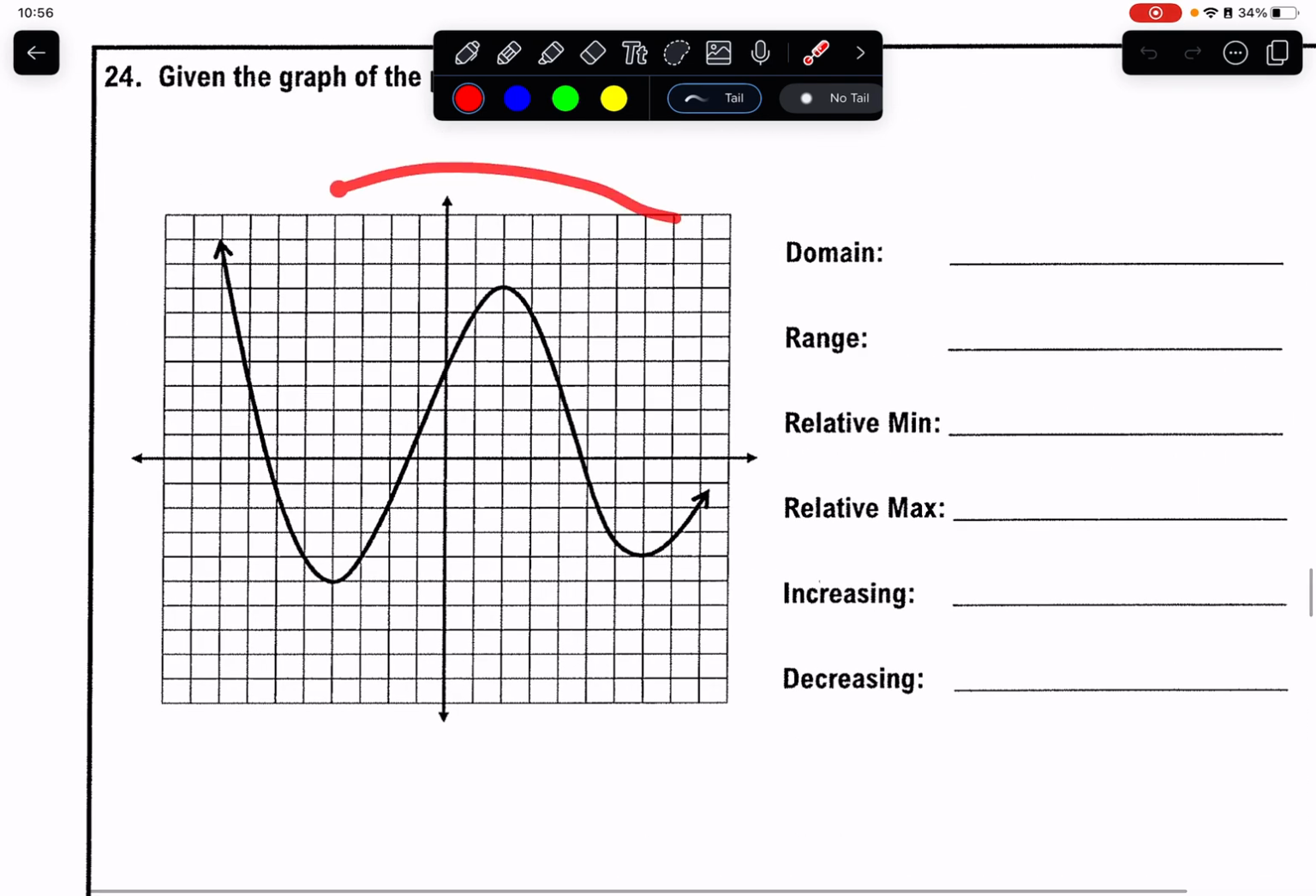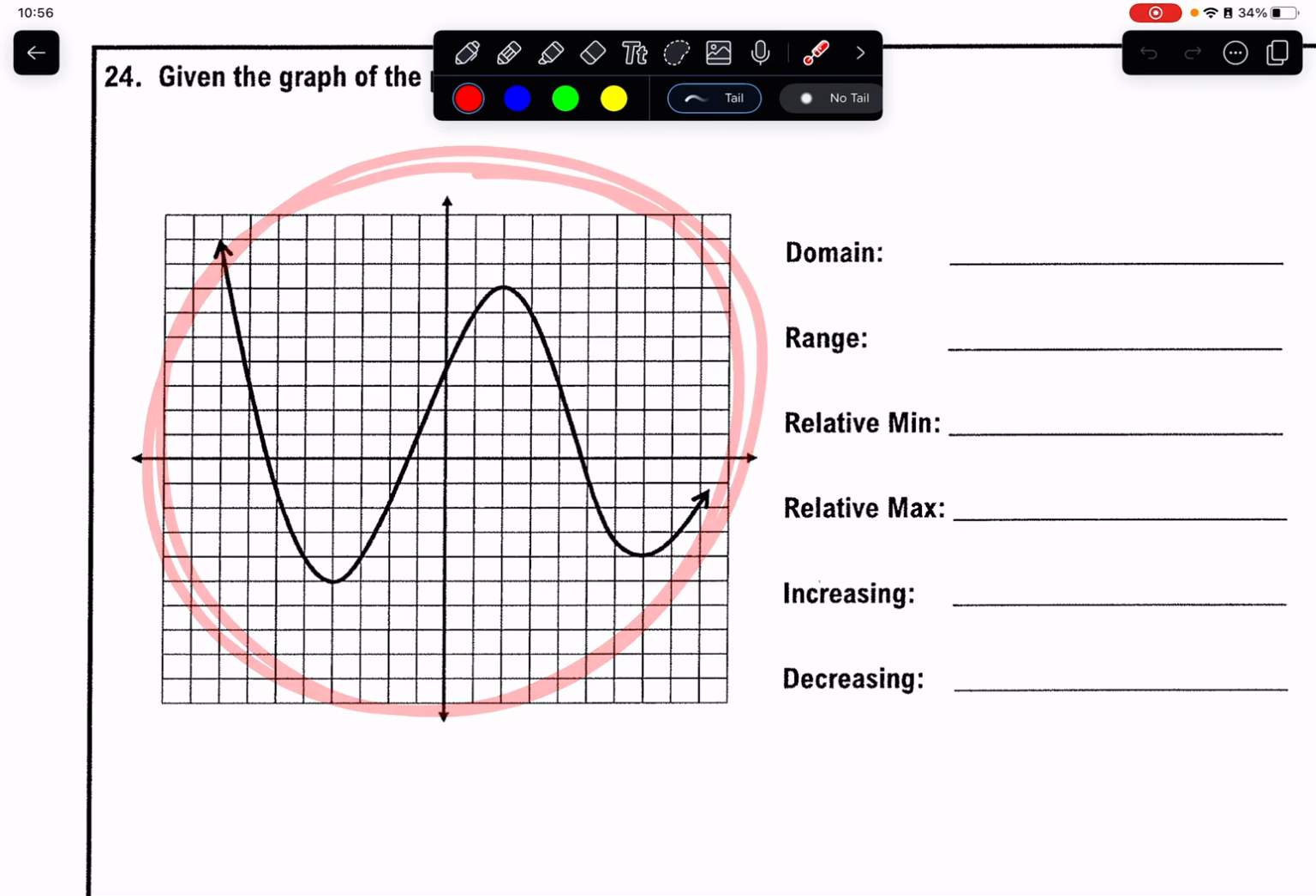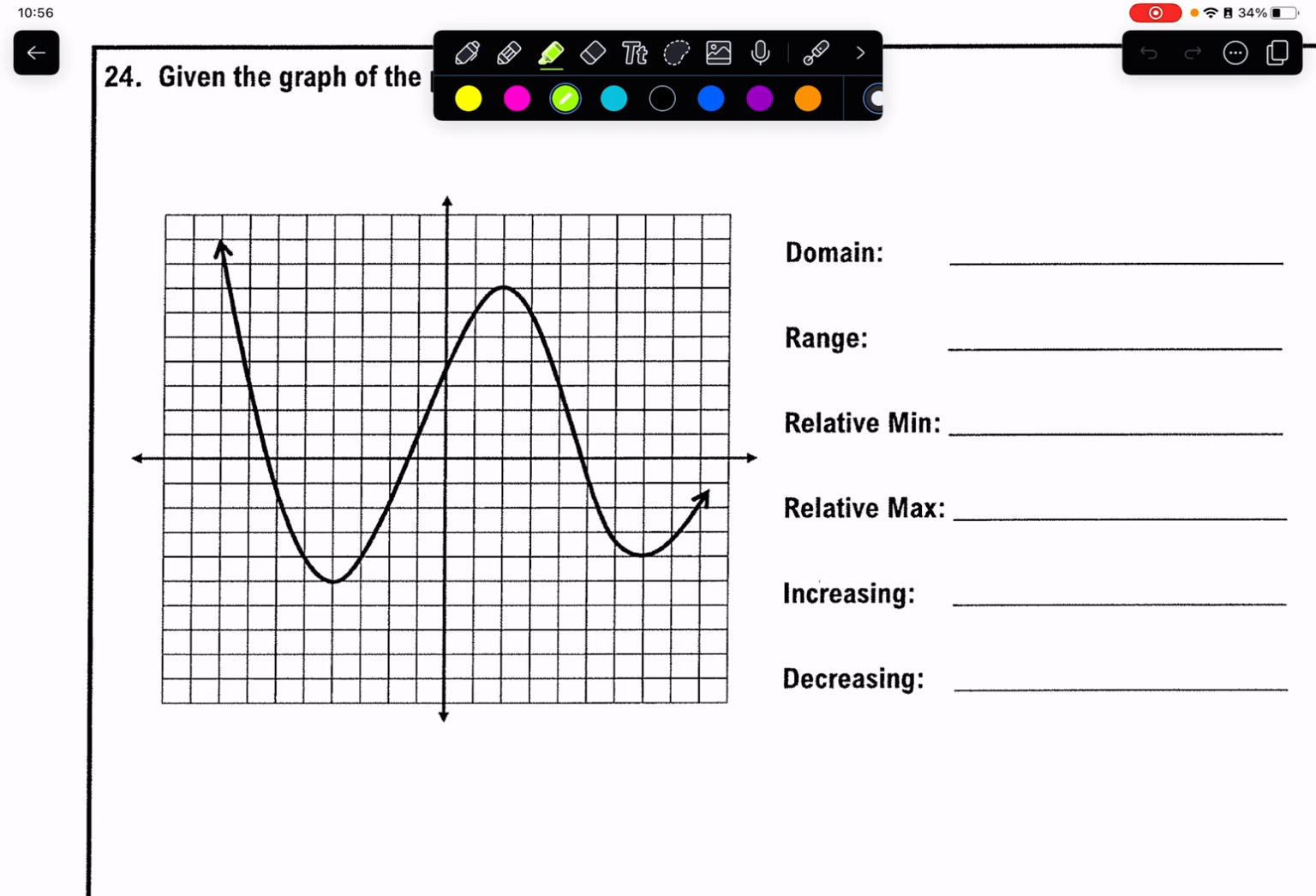So you'll be given a graph that looks very similar to this. It's not a large graph. It's pretty small, so it's easy to tell where your points are. And you need to tell me what the domain, range, min, max, and what the increasing and decreasing intervals are.